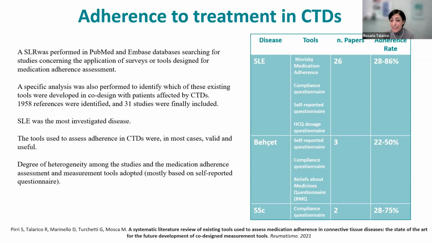And as you can see, there is a heterogeneous approach, but also heterogeneous results, since in these 26 papers the adherence rate ranged from 28 to 86. So very interesting, but very heterogeneous. The same thing for Behçet disease and systemic sclerosis, with very few papers.